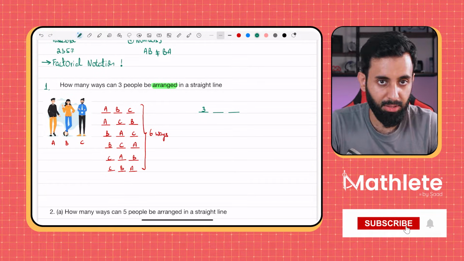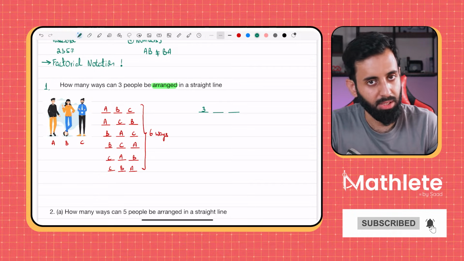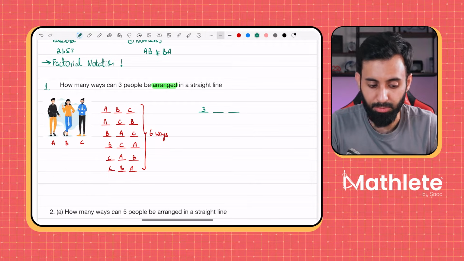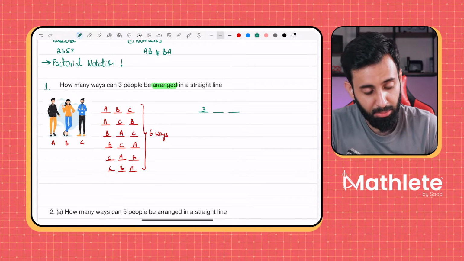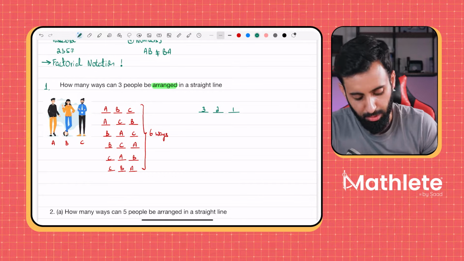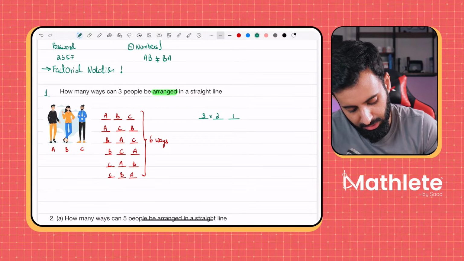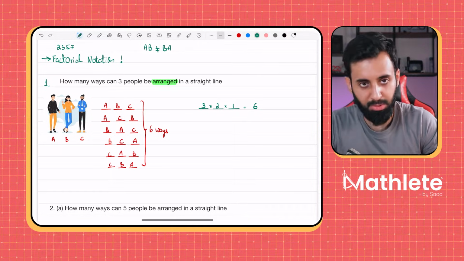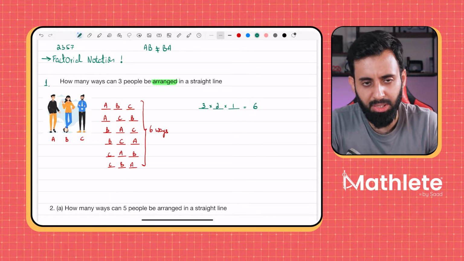Now, in the second place, since one person, whoever it may be, A, B, C, has been arranged or has taken a seat, we have 2 options. And then lastly, for the last place, we have 1 option. So that means altogether, all I have to do is simply multiply them. So that would be 3 times 2 times 1, which is equal to 6. Okay, so now this is also called the basic counting principle.